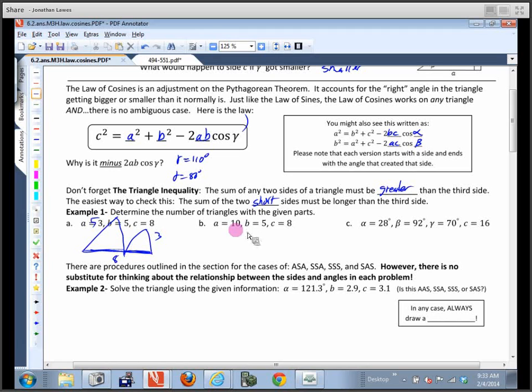So if I've got 10, 5, and 8, take the two short sides, add them up. That's 13. It's bigger than this one, so I'm going to get a triangle right there. Okay? So 10 here, 5 here, and 8 here. I'm only going to get one triangle for that.